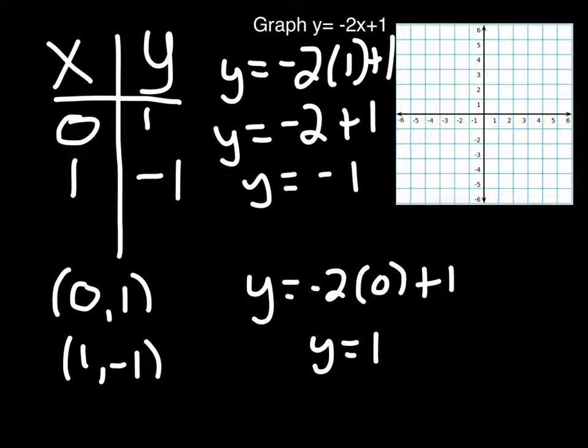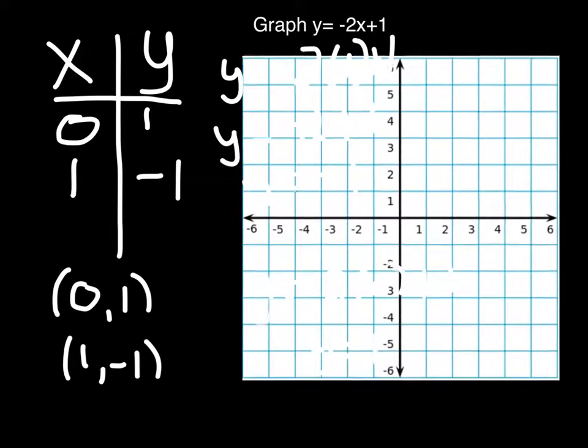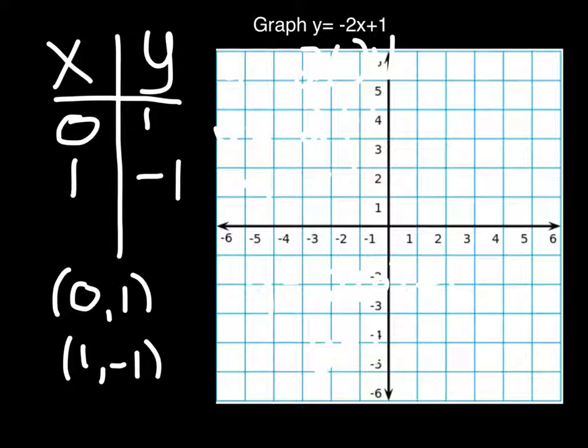So over here on my graph, I'll blow that up a little bit. I need to plot those points. 0, 1 is going to be 0, up 1, and 1, negative 1 will be to the right 1, down 1, right here. Then, to make my line, all I need to do, and I'm sorry, this isn't going to be a straight line, is connect those 2 points in a straight line, the best that I can. And now I have graphed y equals negative 2x plus 1.